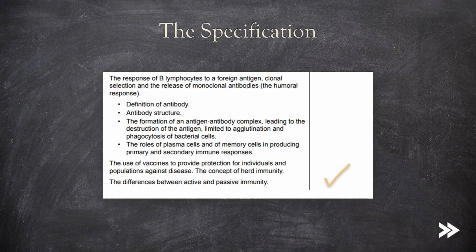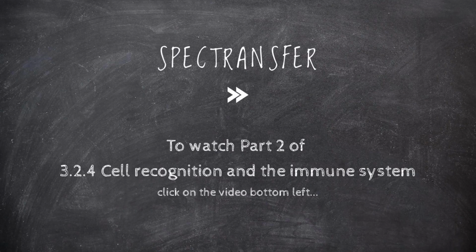Great, so that would be the humoral response, antibodies, vaccines, and active and passive immunity. That's the end to part 1 of cell recognition and the immune system.